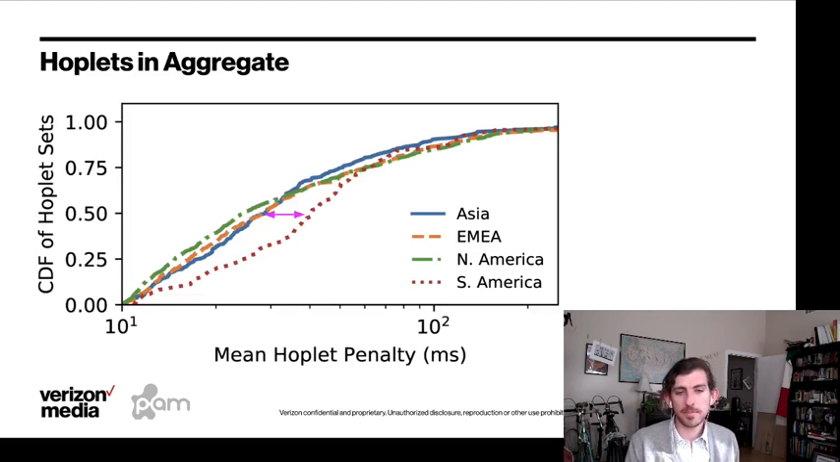So the first thing we looked at is a regional breakdown of the mean Hoplet penalty in milliseconds. That is to say, how large the sudden increase in RTT penalty that we observed was in each of these Hoplets. The first thing to note is that Asia, Europe, and North America are largely clustered together, right? Even though they see a large range of penalties, they're relatively similar across the regions. South America, on the other hand, demonstrates an increase in penalty. At the median, we're looking at an almost 20 millisecond increase in mean penalty. What that tells us is that reaching South American clients, we much more frequently encounter large penalties.